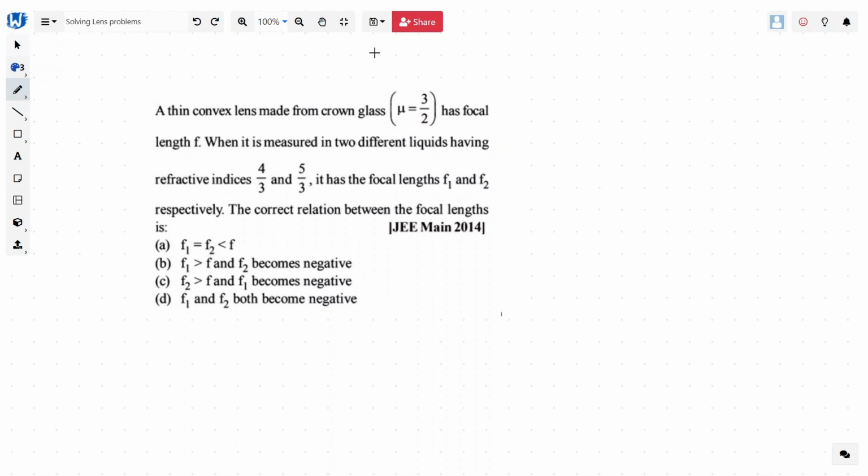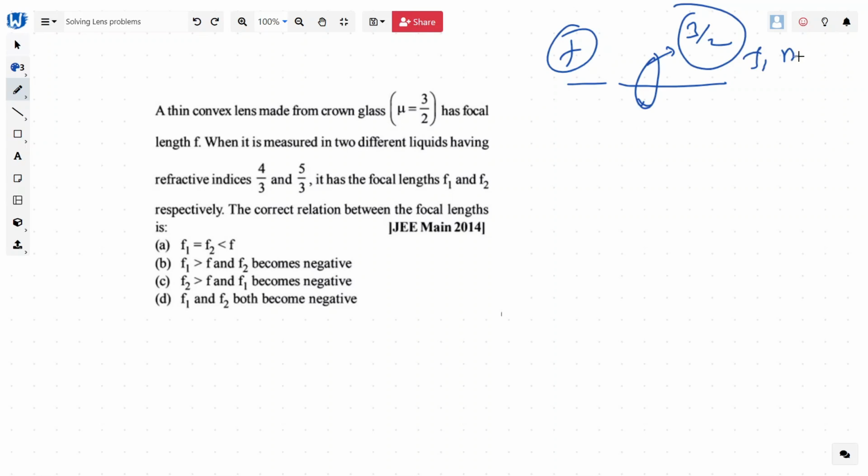Now we have a thin convex lens made of crown glass with mu given to be 3/2, right? So we have a thin convex lens made of crown glass with mu 3 by 2 that has a focal length f. So we know the focal length f, right? So in the lens maker formula, we know two variables, and it is probably in air. So we know f, we know n2, and we know n1 as well. What we don't know is the r. So let's see. When it is measured in two different liquids having refractive indices so and so forth, it has focal lengths f1 and f2 respectively, and we just have to find the relationship between them, right?